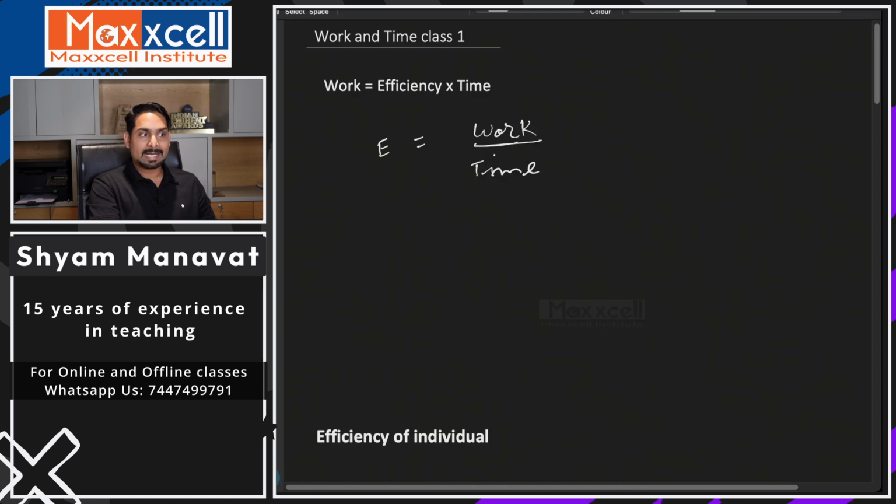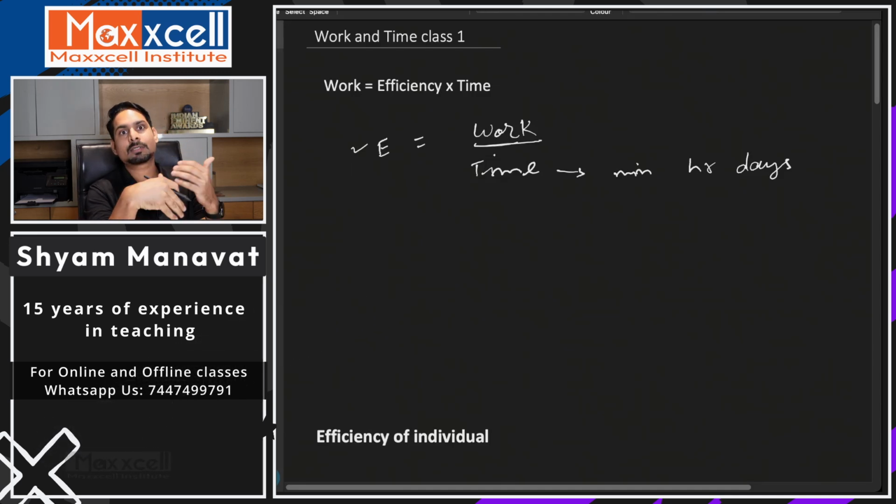Similarly, we will also take some unit of efficiency. Time can be in the form of minutes, seconds, hours, days. It could be any one of them. So we will take the unit of efficiency based on the question. I hope this part is clear to you. Now in work and time, I have divided the set of questions into multiple parts. I have defined them in a few types, so I will take you through all those types.